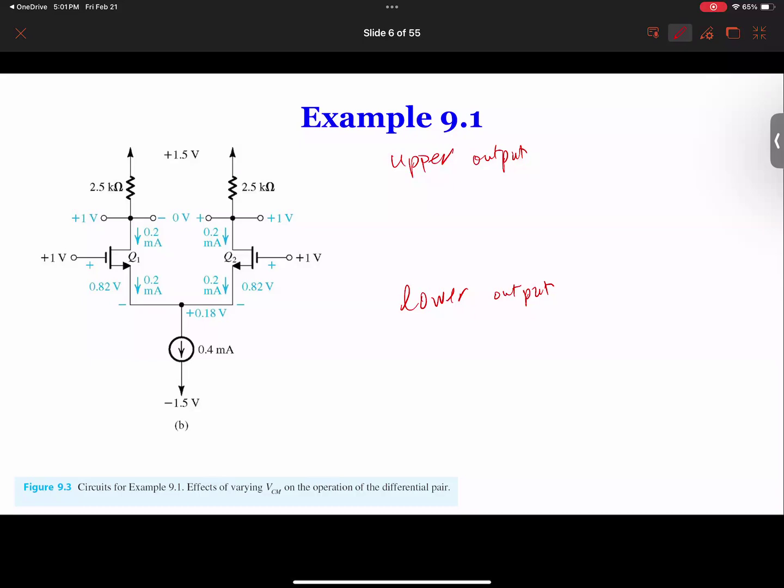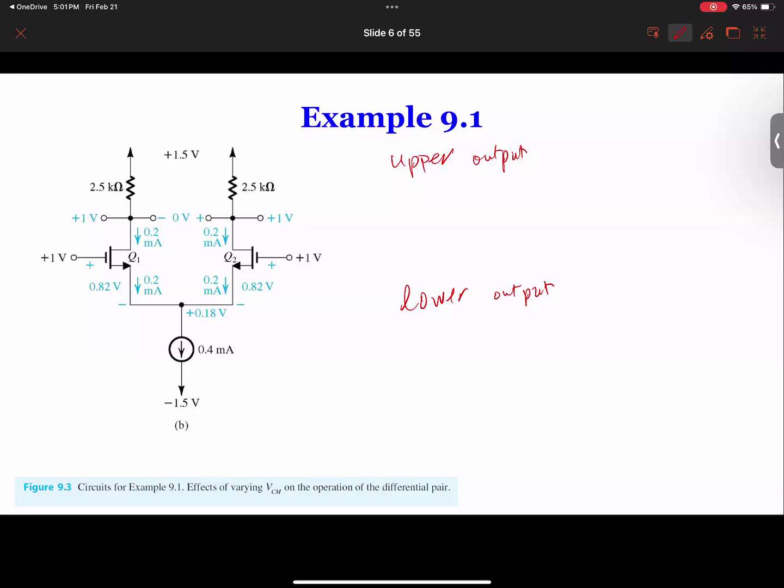So I think those next two questions were asking to calculate the voltage over here, but this is easy. But what I really want to tell you is, I want to know how low I can go and how high I can go. That's the range. That's the common mode range. So this voltage has to be in a certain range.